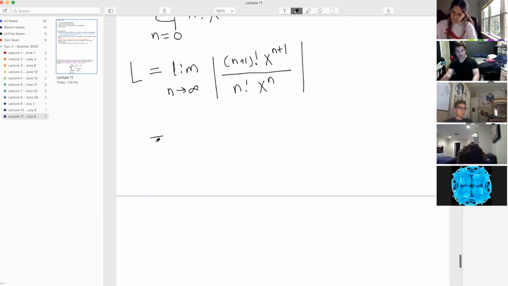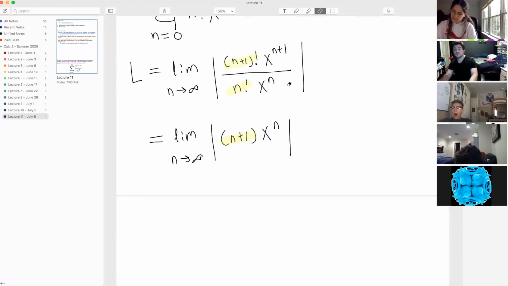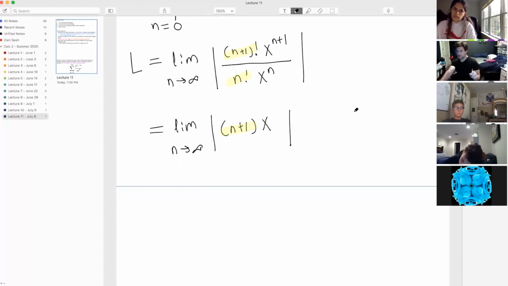Okay, so let's use our property of factorials. So this is the limit as n goes to infinity. I hope you guys agree that n plus 1 factorial over n factorial will just simplify to n plus 1. So that's this right here. This comes down to just n plus 1. And x to the n plus 1 divided by x to the n just becomes x. Okay, is everyone okay with that simplification?